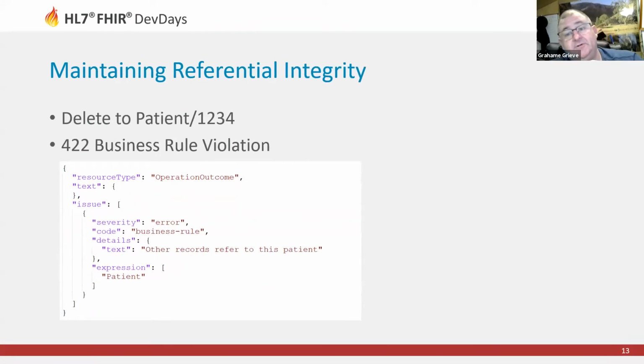The other thing around referential integrity is you've got an observation that points to patient 1234, and someone says, I want to delete patient 1234, and they'll get back a 422 business rule violation with an operation outcome saying, a business rule: other records refer to this patient. Of course, both of those operation outcomes are stripped to text to make the slides readable, but they'd have some human readable text explaining what the problem was. You can't delete the patient because there's still records stored against the patient. Of course, that's a business rule the server decides to buy into or not.